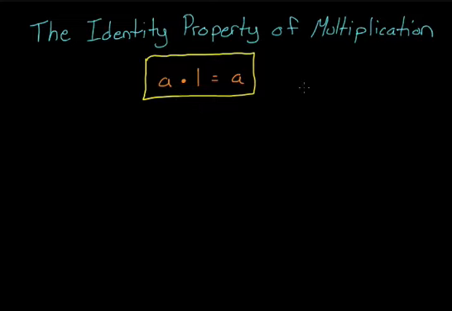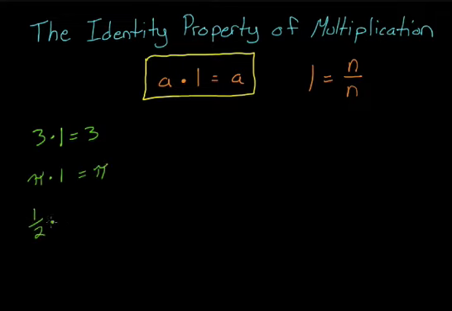So let's take 3 and multiply it by 1. What do we get? We get 3. Let's take pi, multiply that by 1, and we get pi. And let's take the fraction 1/2, and we multiply it by 1, we get 1/2. Now, why would the identity property of multiplication be useful? Well, it's useful when trying to create equivalent fractions.